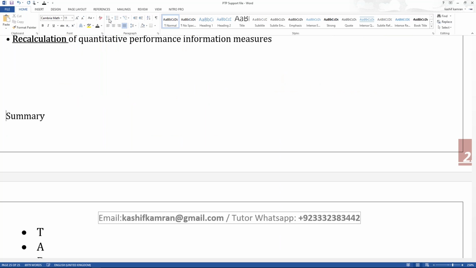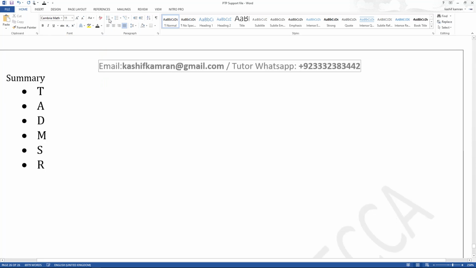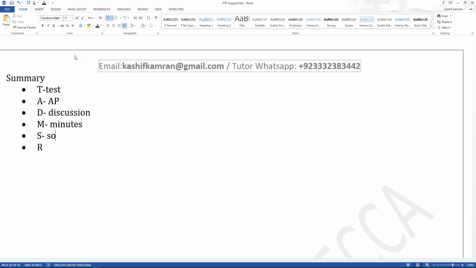So in summary, you can do lots of procedures. And these procedures can also be applied elsewhere, right? Not just this topic. They can be applied cleverly to the rest of the areas as well. So you have T as a test, A as an analytical procedure, D as a discussion, M as the minutes of the meeting, S as the source document, and R as the recalculation.